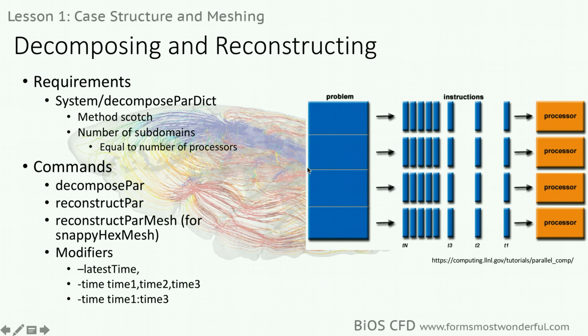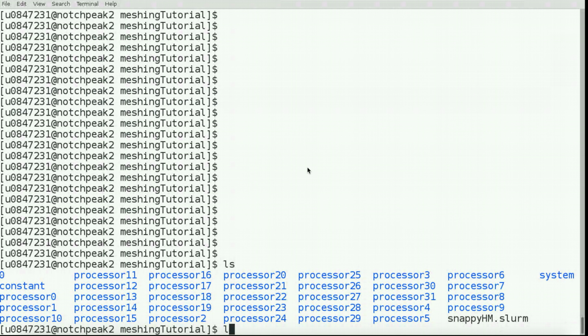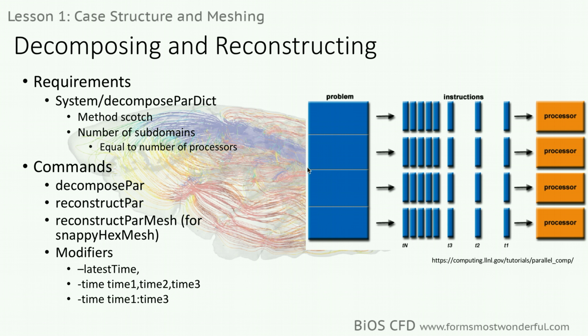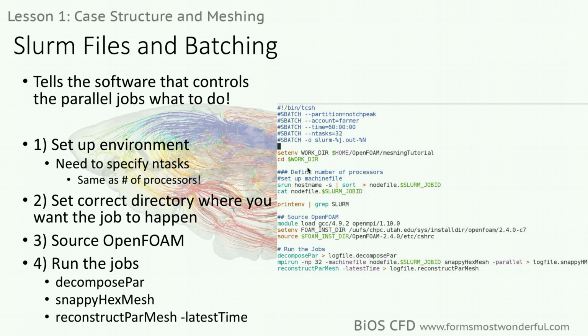Okay, so now that we've done our decomposePar, we understand how it works. We've got 32 processor directories. We need to understand how OpenFOAM is going to use those directories together to do a job. So the thing we need to understand is something called the slurm file, and batching. So this is a file that tells the software that controls the parallel jobs what it's got to do. And on the right is a screenshot of one of these slurm files.